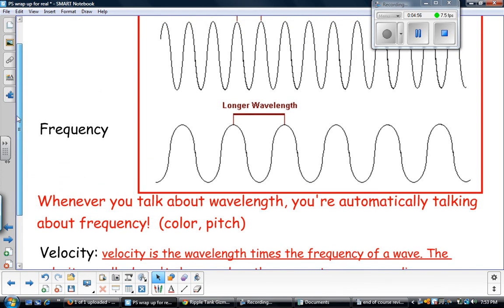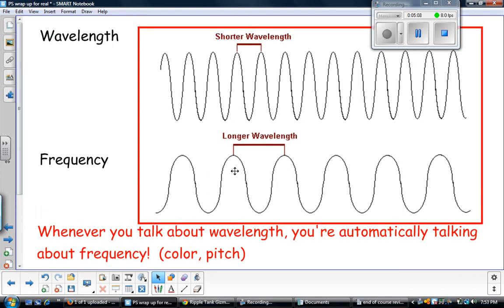When light waves have different frequencies and wavelengths, our eyes see those as different colors. When sound waves have different frequencies and wavelengths, our ears interpret those as different pitches. So if this was a light wave, it would be a different color than this one would be. A red wave would have a longer wavelength than, say, a violet wave.